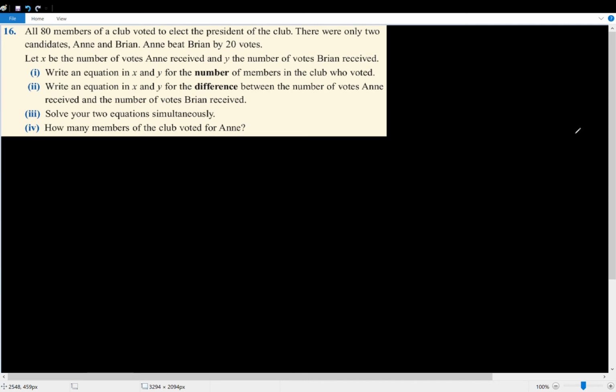This is question 16 from exercise 35.2 in Project Maths 1. All 80 members of a club voted to elect the president of the club. There were only two candidates, Anne and Brian. Anne beat Brian by 20 votes.